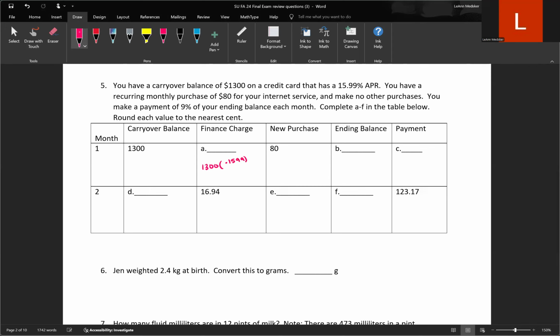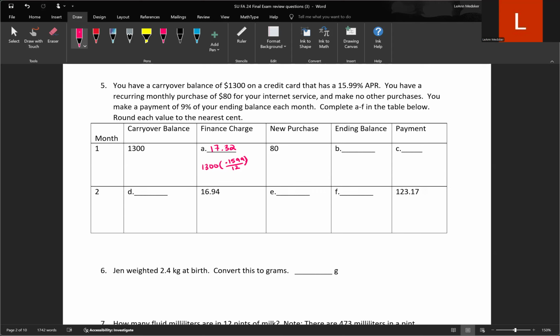Now, usually we would then times by time in years, but since this is for 1 month out of a year, not a full year, that's why we divide by 12 for time instead. So this turns this into a monthly interest rate. So I'm going to take my calculator off screen, and I'm going to go ahead and multiply this off. So that's 1,300 times 0.1599 and then divided by 12. And when I round that to the nearest cent, I'm going to get $17.32.